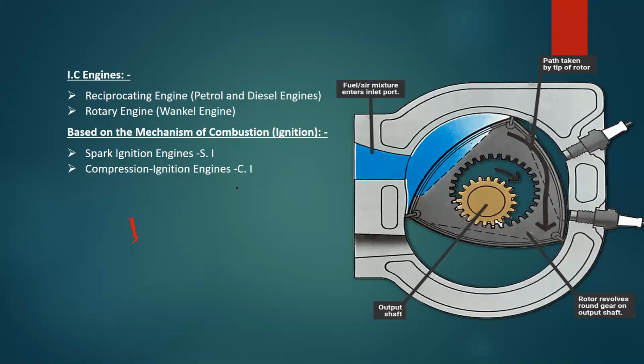Next is based on the ignition method. First one is spark ignition. Second one is compression ignition. Spark ignition means it requires some external spark to start your engine. For compression ignition, it doesn't require any external ignition. Okay. These are the types, based upon their use and all those things. Okay.